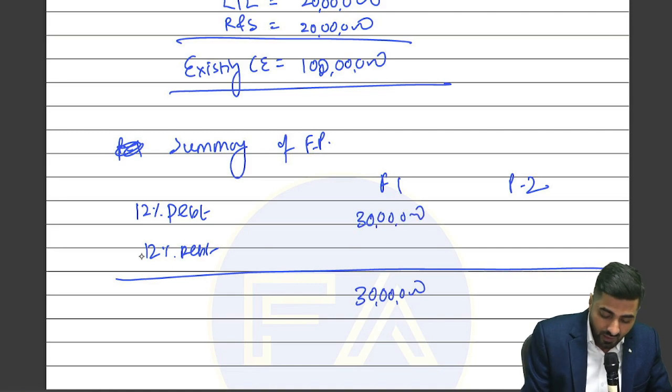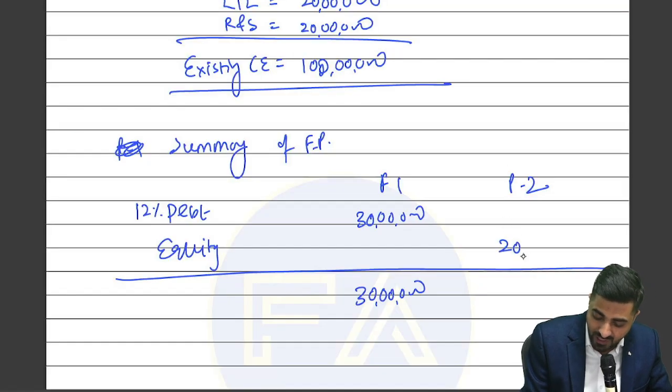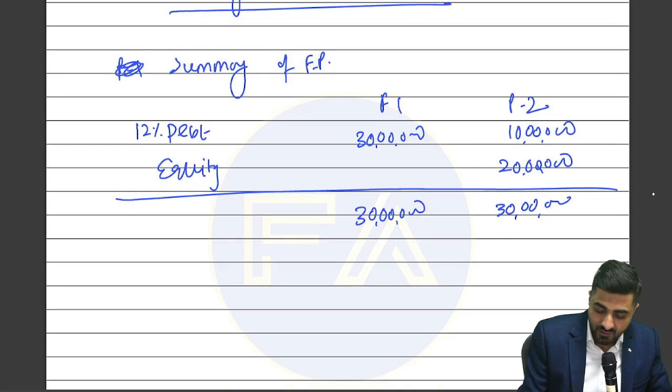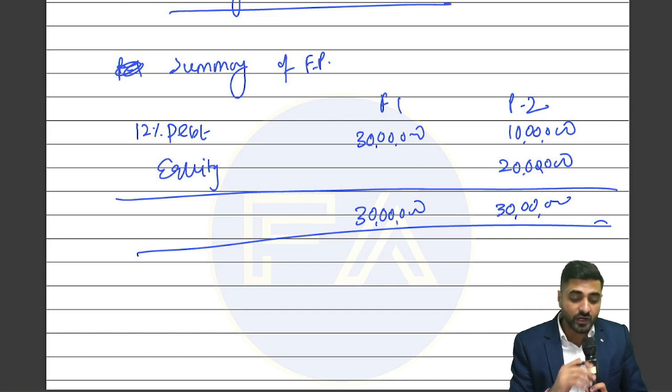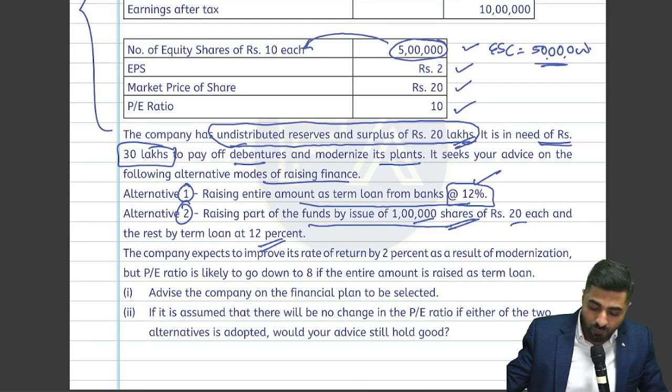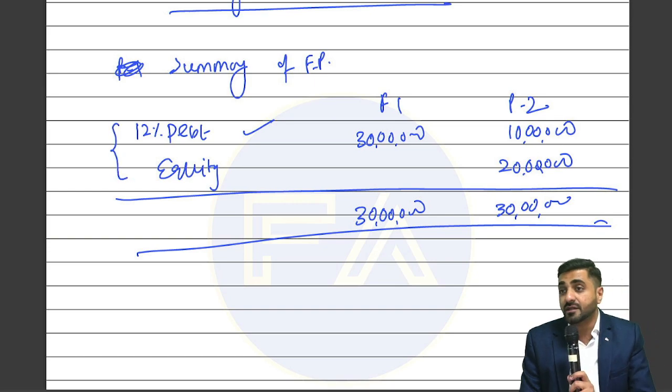Okay. And in the second plan, how are we raising the funds? Can I say we are raising the funds by a debt-equity combination? What is the combination? 1 lakh shares of rupees 20, that is 20 lakhs. And how much are we taking as debt? With the total of 30. Are you all okay with this? How many plans do you have to raise this rupees 30 lakhs? 2 plans. One is entirely by way of debt, and the second is by way of a combination of debt and equity.